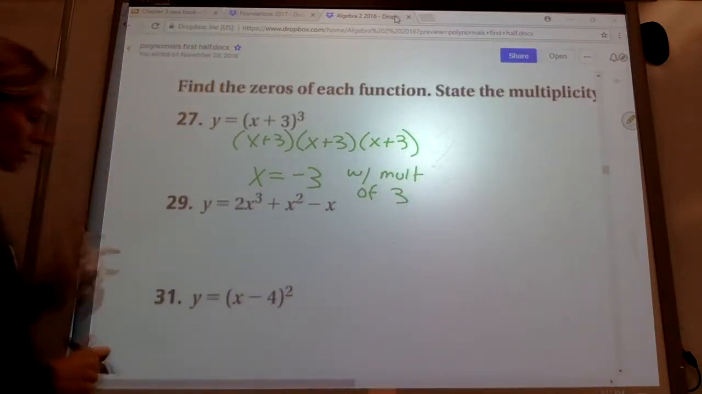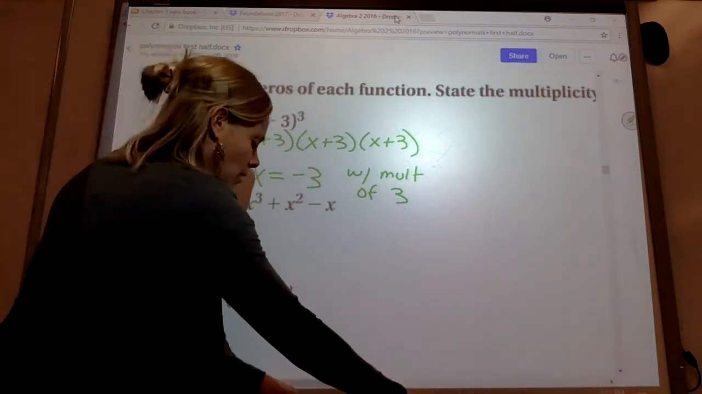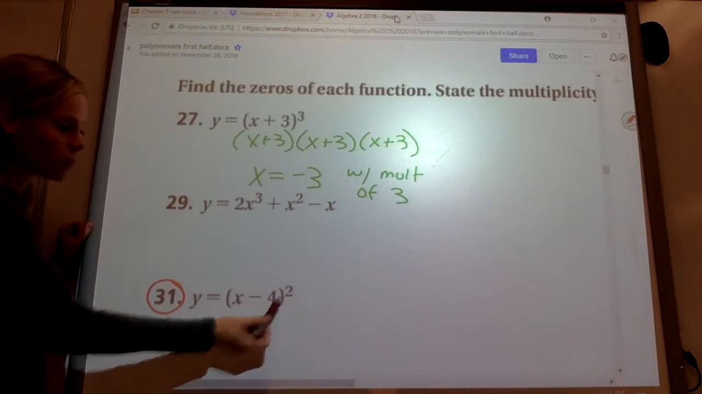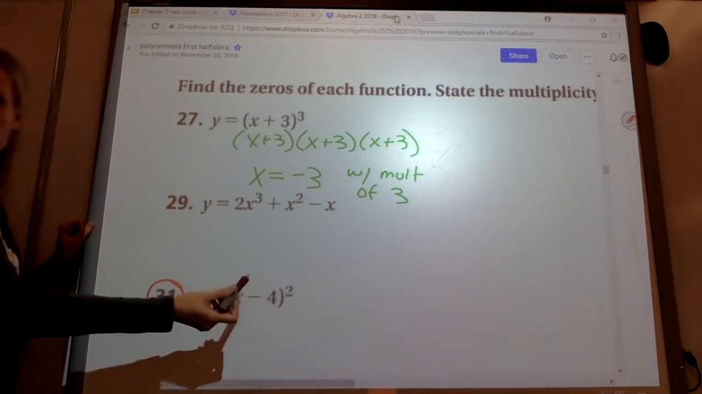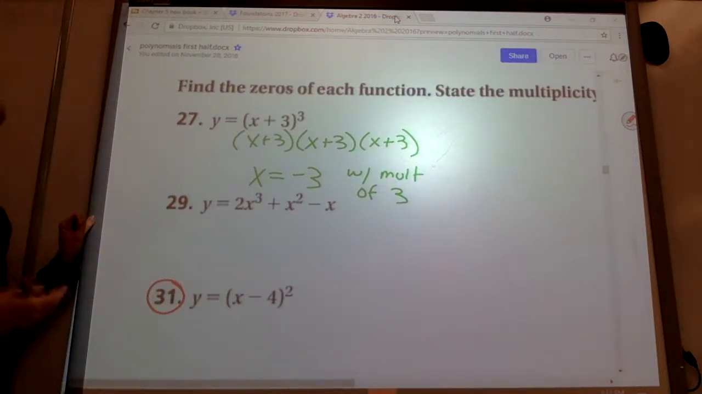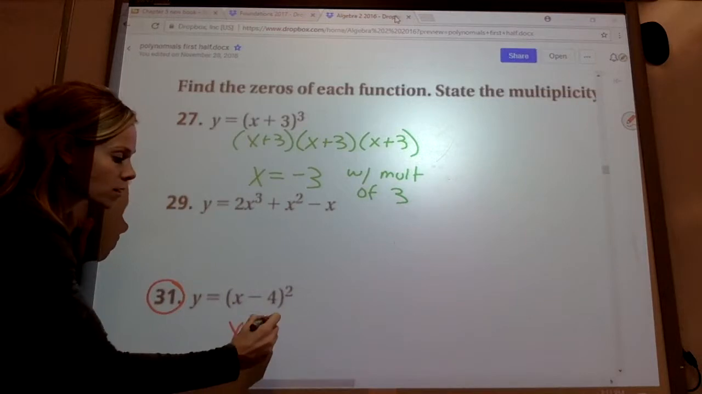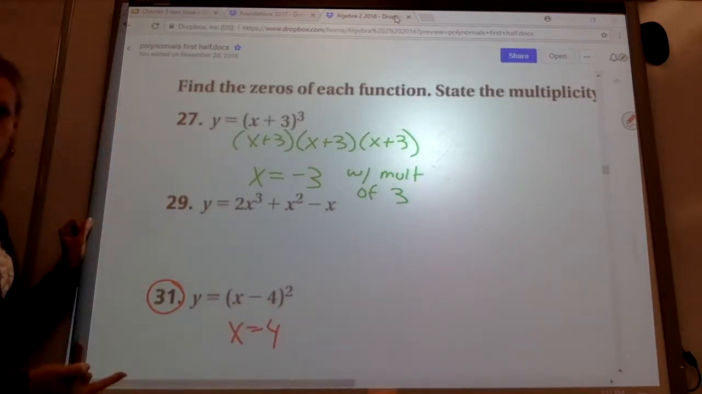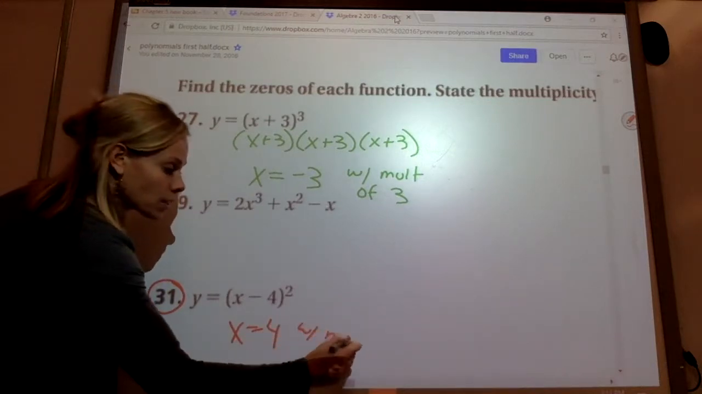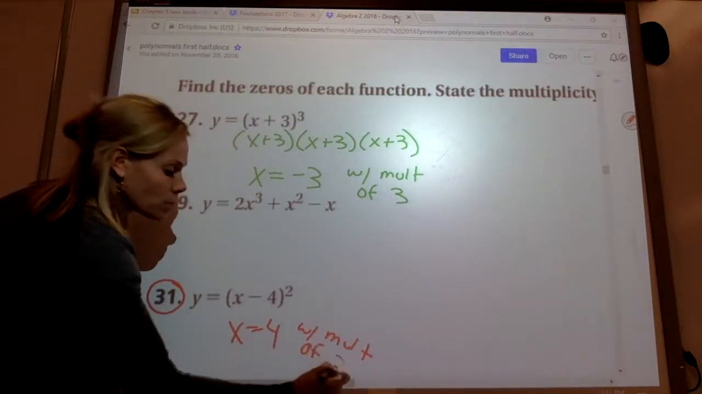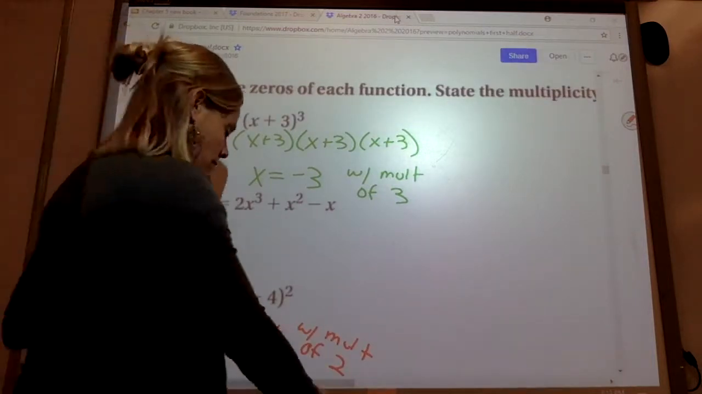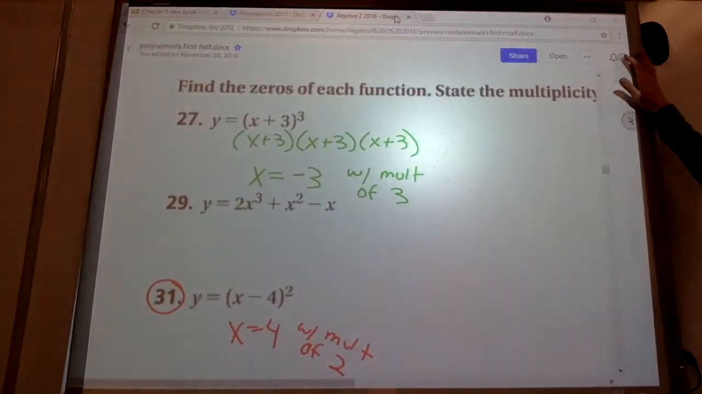Okay. You can abbreviate, yep. So look at this one down here. I'm going to go out of order a little bit. This is x minus 4 squared. What does the squared mean? It happens twice. So what is my root? What makes that equal 0? 4, because 4 minus 4 is 0. Good. And then we say 4 is my root, but with multiplicity of 2. Right, because it happens twice. Good. Okay, let's try another one of those.